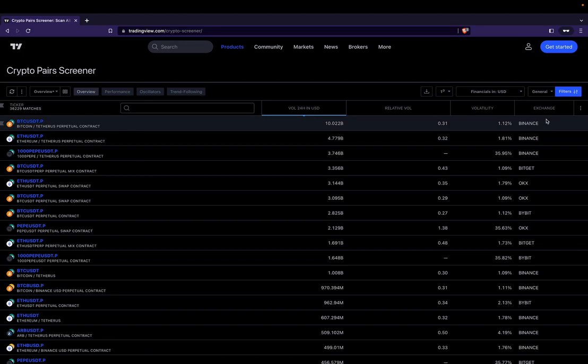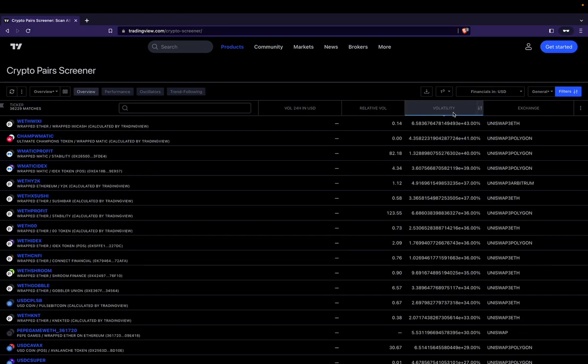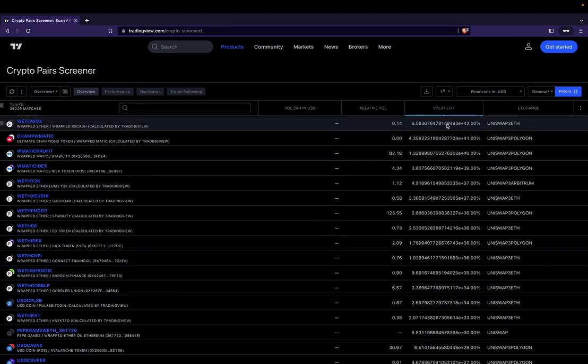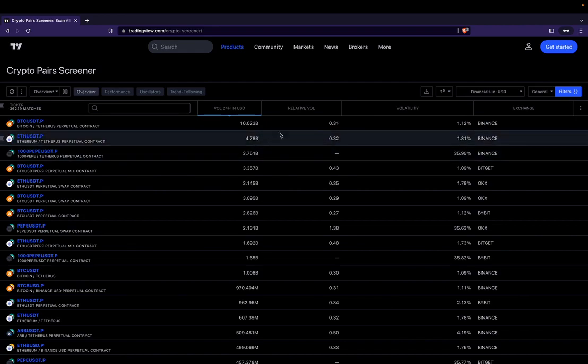If I go to volatility here, and I press on volatility, it's going to order it. It's going to sort it by highest to lowest. And you can see enormous volatility, so much so that you'd need a master's degree in maths just to figure out how much volatility is on this coin. That's one of our illiquid coins that we talked about earlier. So, get it back to normal.